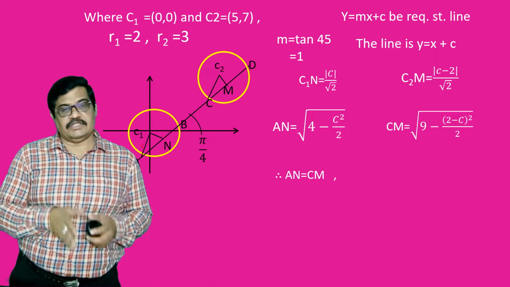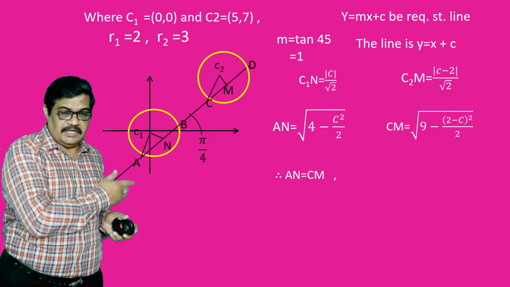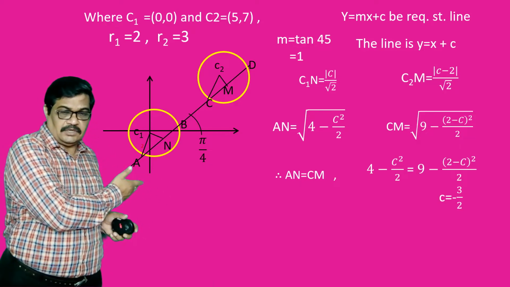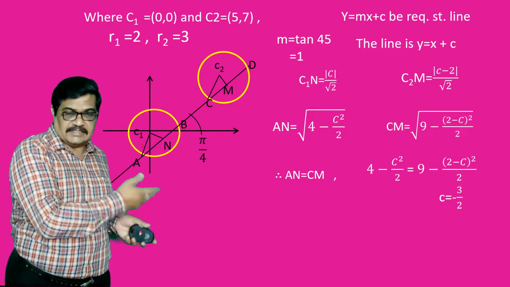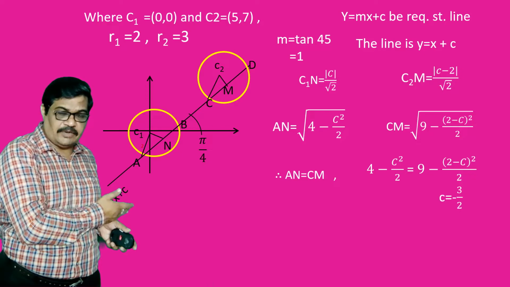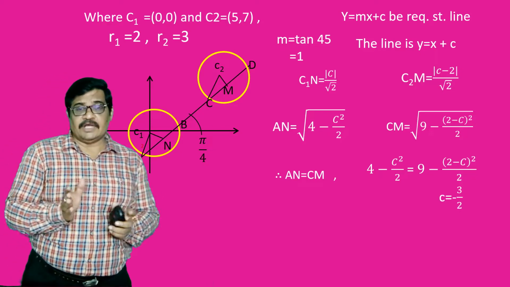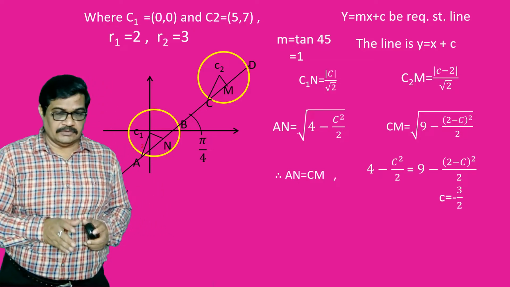Now we are equating these two lengths, and from that we are getting the c value. Here AN is equal to CM. Now we are squaring both sides, so the root will be cancelled. We are getting 4 − c²/2 is equal to 9 − (2 − c)²/2. From that we are getting c is −3/2.